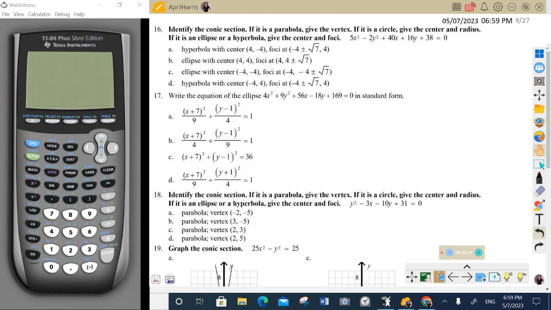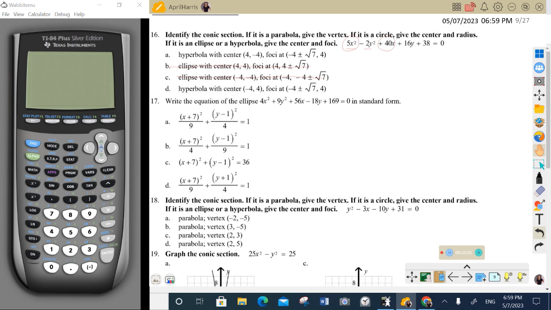Okay, question 16. First, let's identify the shape. You've got an x squared and a y squared, and one of them's a minus, so it's a hyperbola. The positive one is the x, so it would open in the x direction. Looks like we just need to be able to find the center, and we can figure this out. So you're going to have to complete the square twice. So I'm going to group my x's. I notice I'm going to have to factor a 5 out of that, so I'm going to go ahead and do that.